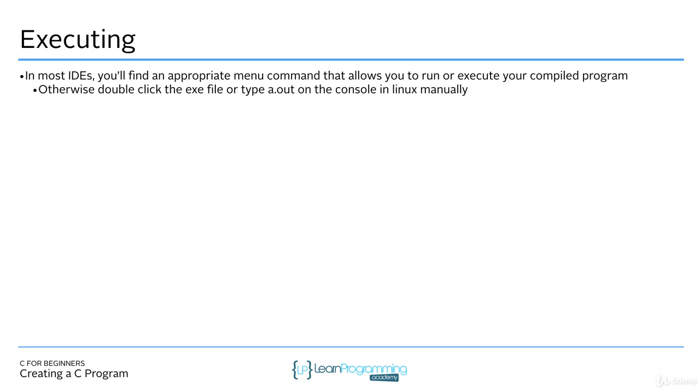Now, when running a.out, you have to have certain permissions. So you may have to issue a change mode command. But to run it, you can say ./a.out. And that will run the program from the command line in Linux. But again, usually you don't have to worry about this.